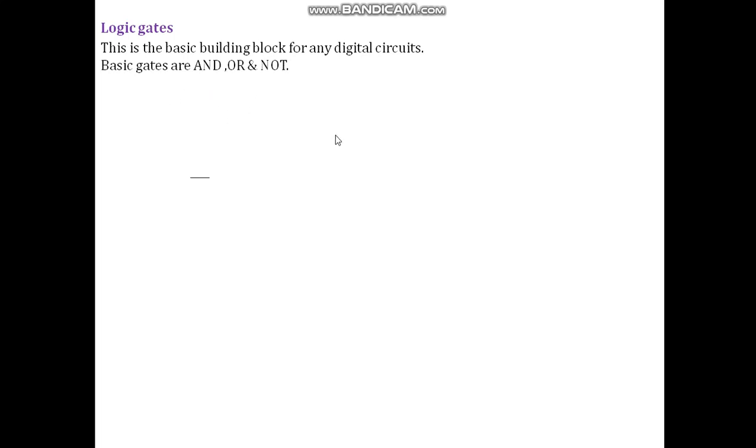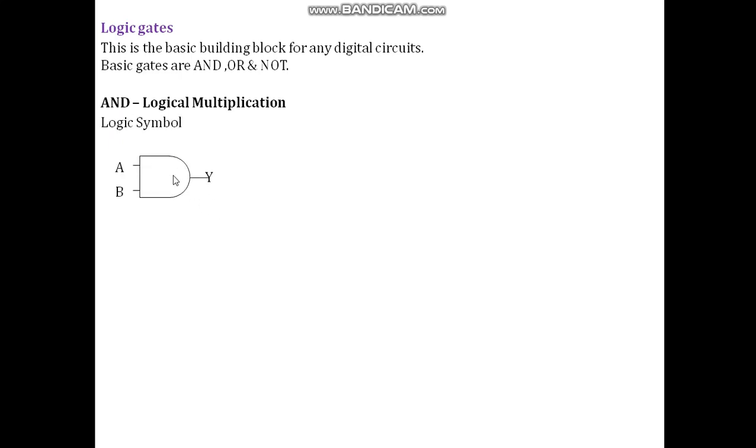And the basic gates are AND, OR and NOT. These three gates are the basic gates. Let us see one by one. First one, AND gate. AND gate means it is logical multiplication, and the logic symbol of AND gate is like this.